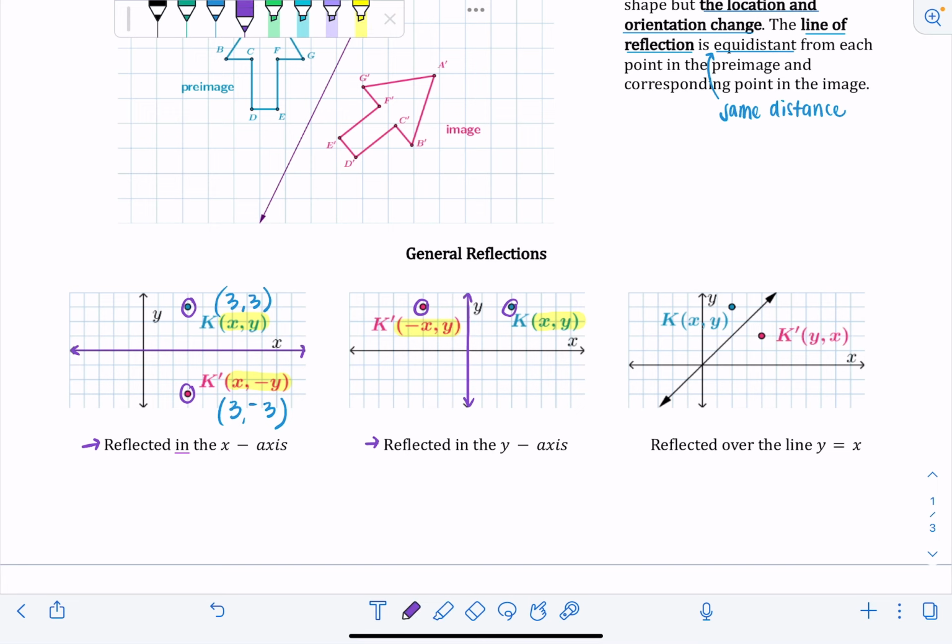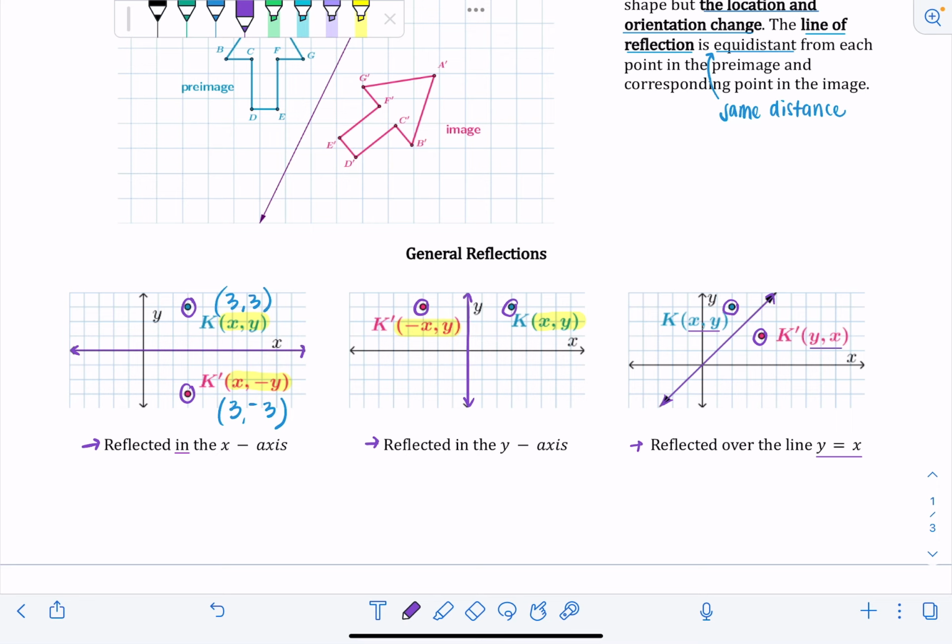And then for the last one on the far right, we have the point x, y here, and then it reflects over this line. So it's not an axis, but it's reflecting over the line y equals x. And something kind of funny happens when we reflect over the line y equals x. If you look at K to K prime over here, this was the point x, y, and this is the point y, x. So when we reflect over that line y equals x, the x and y coordinate just switch.